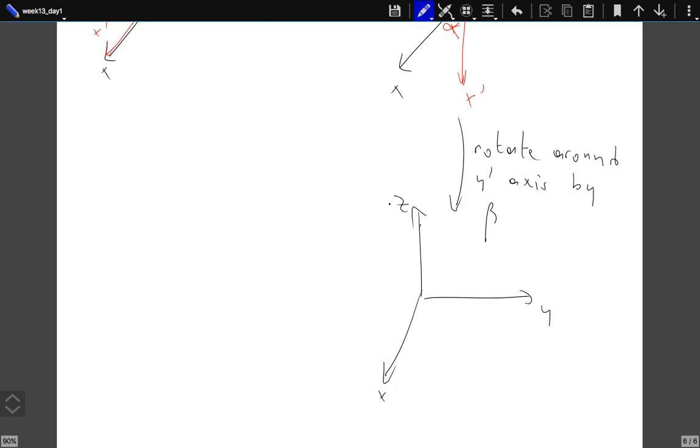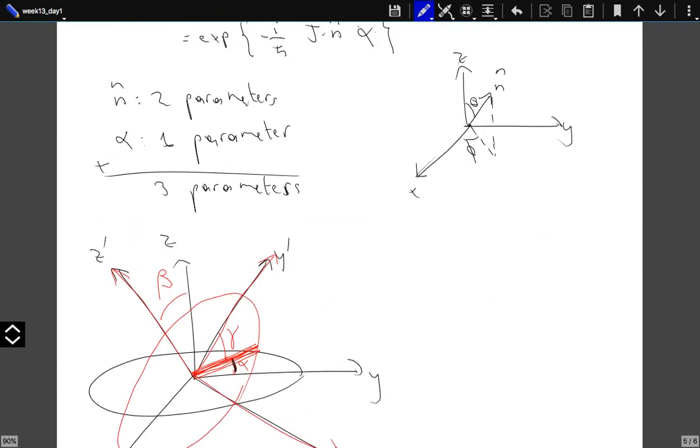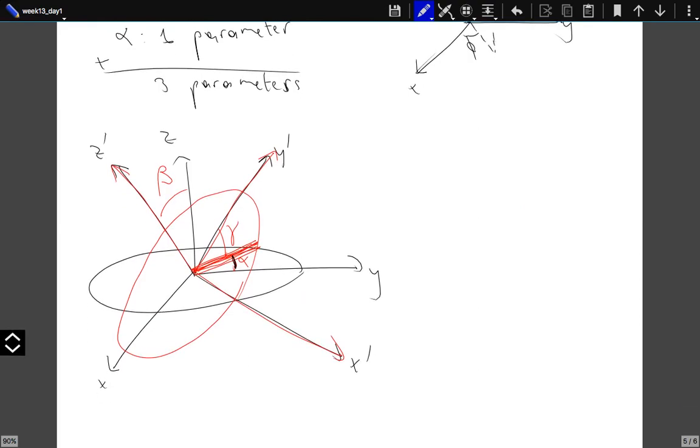So these are X, Y, and Z. Since I'm rotating around Y prime, this is still my Y prime. But now my Z is tilted. So is X prime. Now, still Y prime axis is on the XY plane. You see, if you look at this graph, Y prime axis is not in the XY plane.